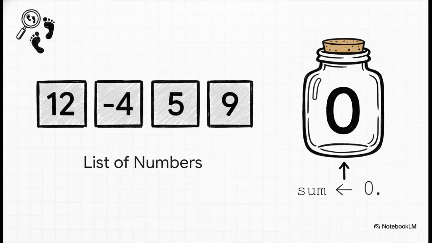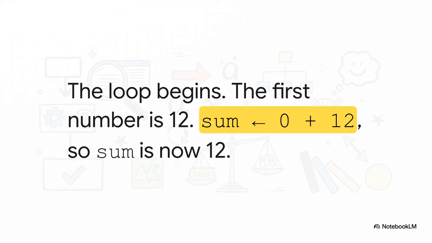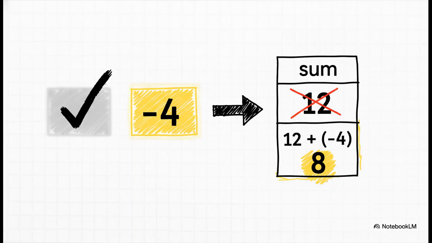Okay, let's walk through this with our list. Programmers call this a dry run. The very first instruction says to set our running total, our sum variable, to 0. Easy enough. Now the loop kicks in. We grab the first number, which is 12, and add it to our sum. So 0 plus 12 is 12. Our total is now 12. On to the next one.